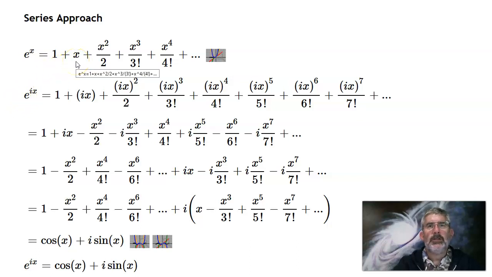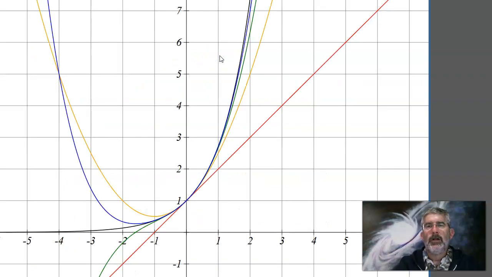When we were doing Picard's method, I think we ran across this first time, that supposedly e to the x is equal to 1 plus x plus x squared over 2 plus x cubed over 3 factorial plus x to the fourth over 4 factorial, plus etc. I can show you the picture here. The red line is just the linear piece, the 1 plus x. The orange curve is the quadratic, 1 plus x plus x squared over 2, then the cubic, and the fourth degree. The fourth degree, of course, would be 1 plus x plus x squared over 2 plus x cubed over 3 factorial plus x to the fourth over 4 factorial.